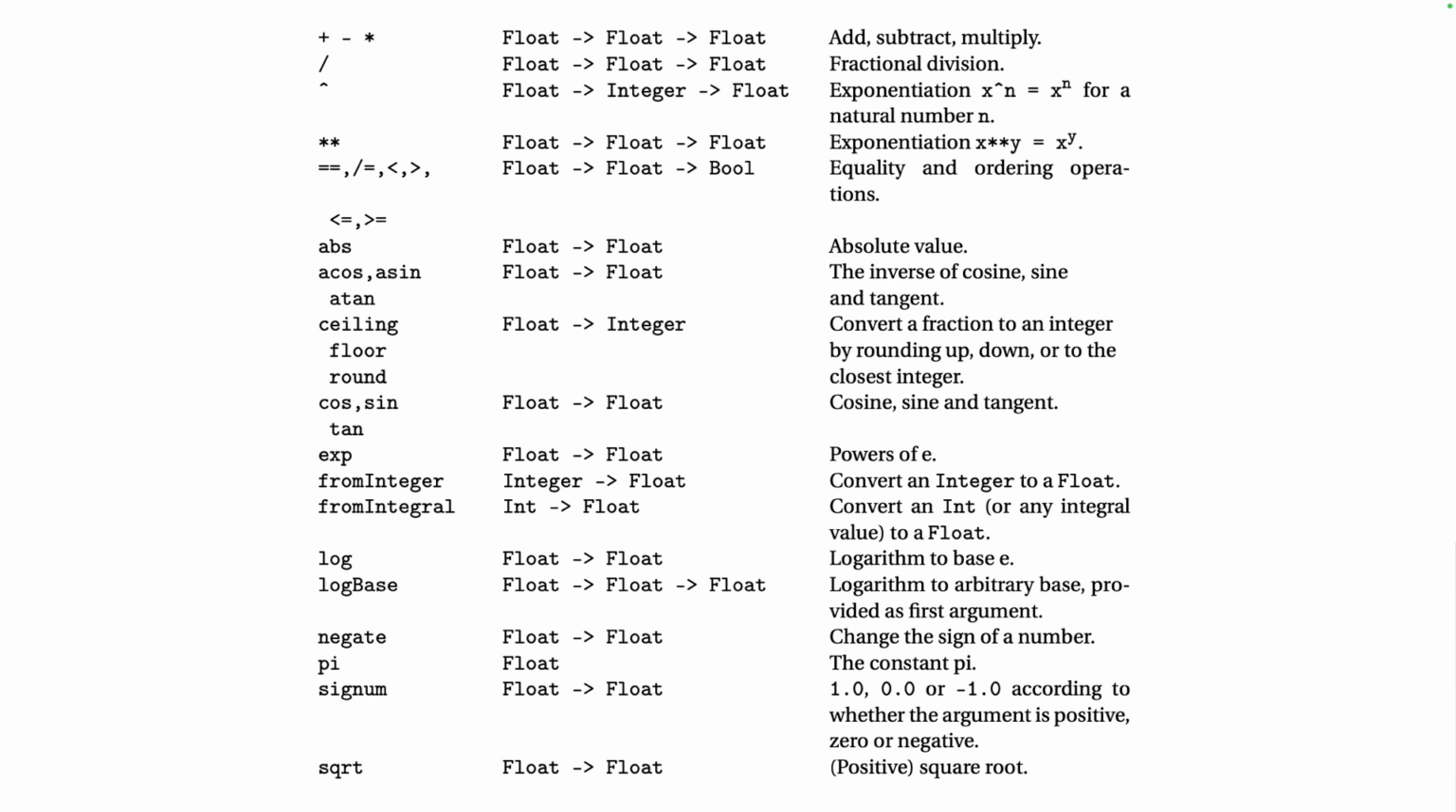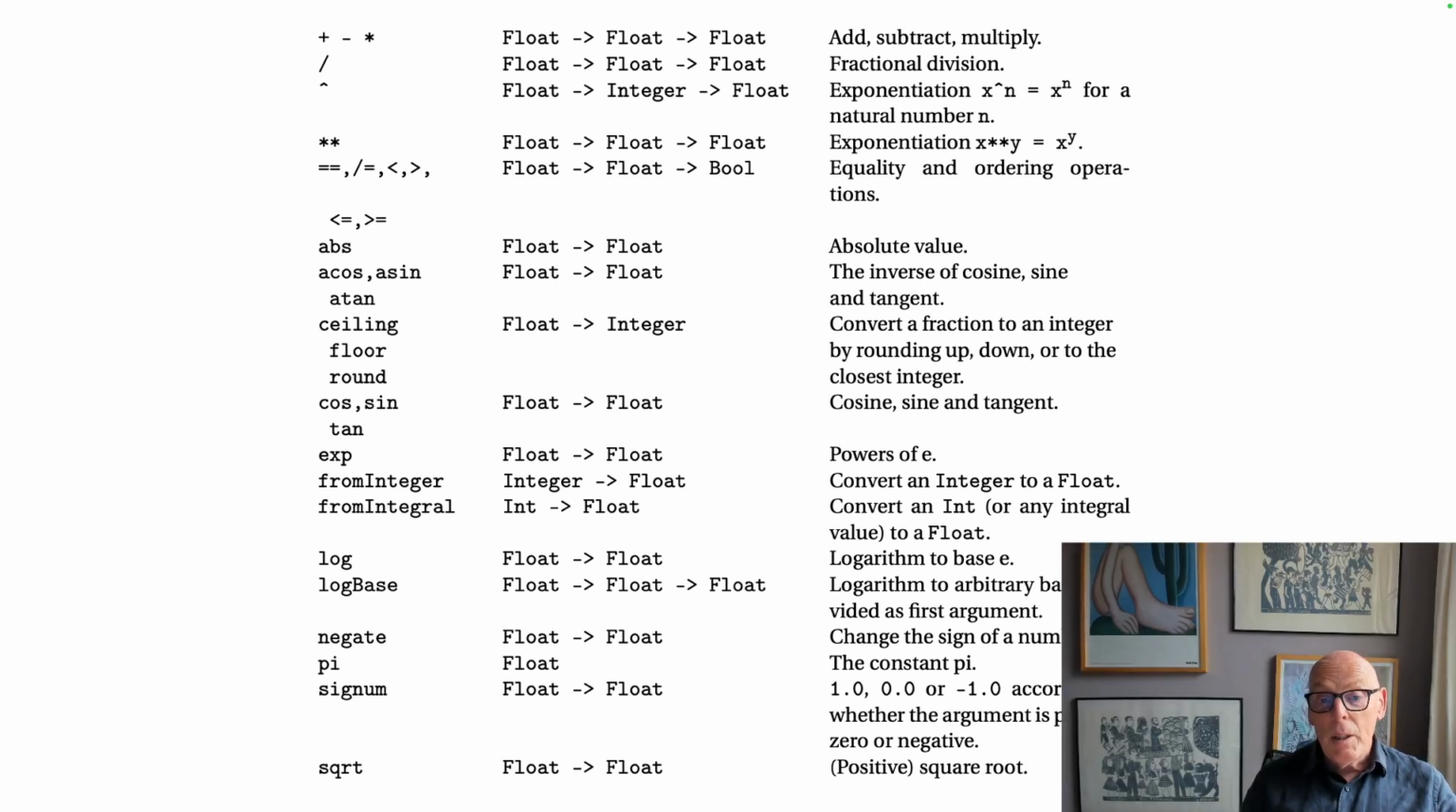I guess perhaps the only thing worth remarking about here are the functions ceiling, floor, and round, which take a floating point number to an integer. Ceiling takes it to the next integer above the value. Floor takes it to the integer below, and round takes it to the closest integer. But again, these things are standard. So that's there for you to absorb, but that basically covers all we need to know about floating point numbers in Haskell.